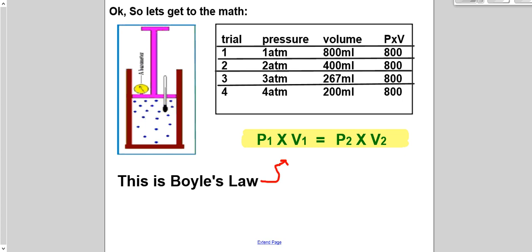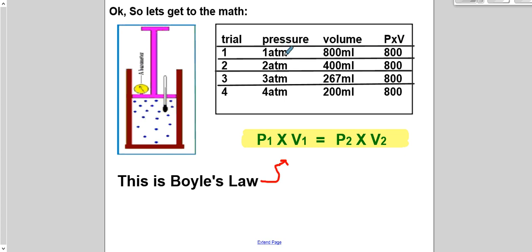So how does this work for the math? Well, take a look at this container again. We're assuming it's a fixed amount of air or any kind of gas. That won't change. And we've done some trials. When the pressure was 1 atmosphere, in this particular container, the volume was 800 mL. Now I'm using atmospheres, but we really could be using any units of pressure that we want. We could be using millimeters of mercury or kilopascals, but in this video, we're going to use atmospheres.